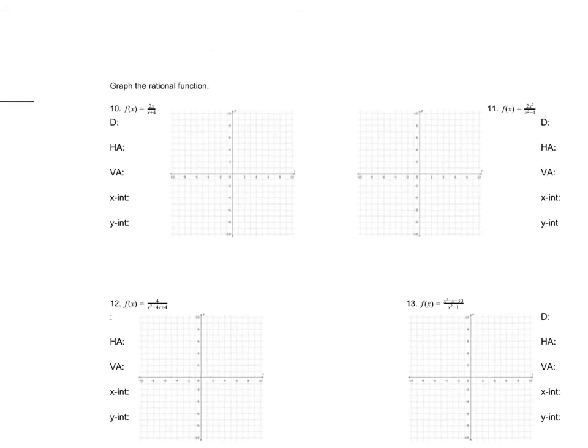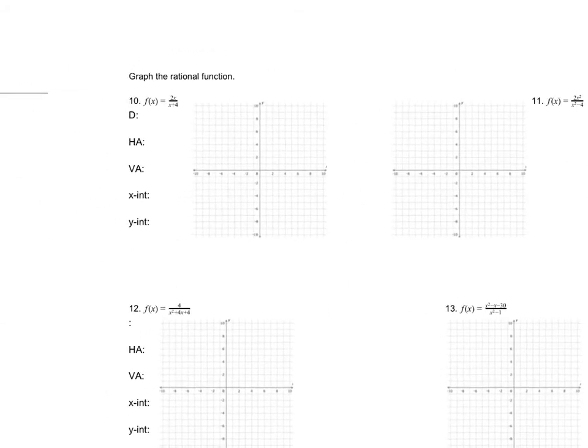All right, so graph the rational function. Remember, for domain, you set the bottom equal to 0, so x cannot be 4, negative 4. My horizontal asymptote, you set the first number on top over the first number on bottom. For the vertical asymptote, you set the bottom equal to 0. For x-intercept, you set the top equal to 0 and solve. And for y-intercept, you fill in 0 for x and solve.